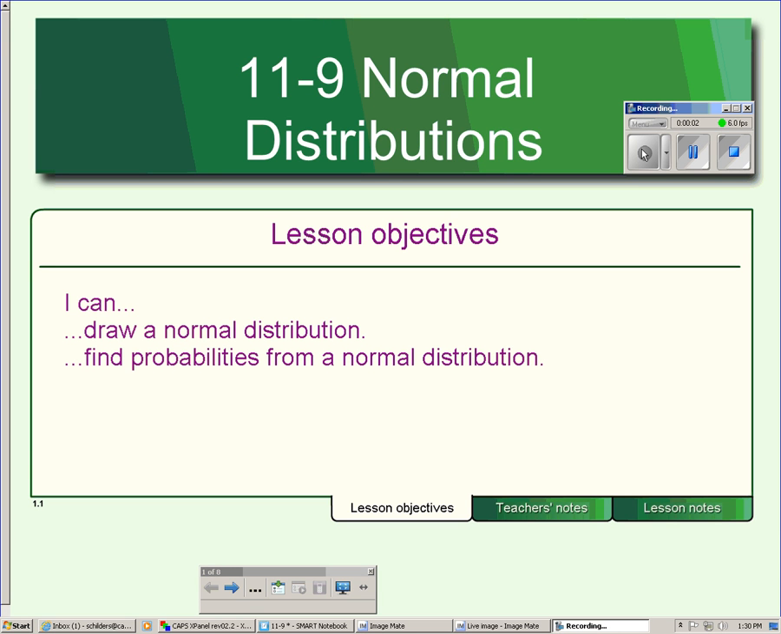This is part 2 of lesson 11.9. In this lesson, we will do some examples using the normal distribution.